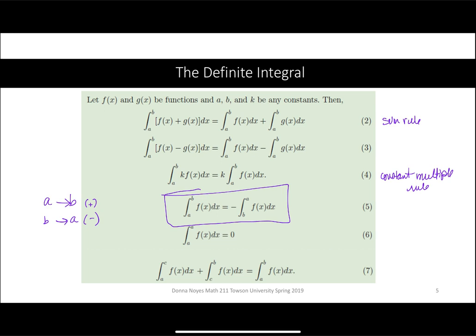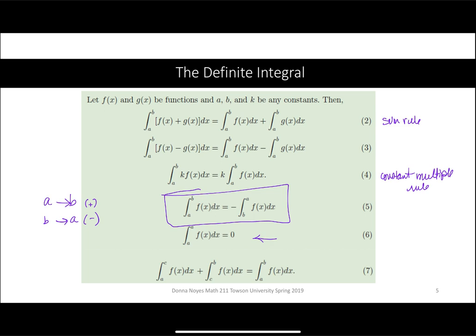Interesting, huh? And the other new one that's kind of interesting is if you want to take the definite integral from one value to itself, your net change is 0. There's no getting around that it's 0. You start in that place, you end in that place, you didn't go anywhere. So your net change there is 0.